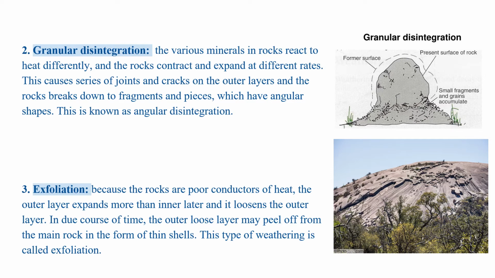Exfoliation. Because the rocks are poor conductors of heat, the outer layer expands more than the inner layer and it loses the outer layer. In course of time, the outer loose layer may peel off. Peel off means come out from the main rock in the form of thin shells. This type of weathering is called exfoliation. Please see the picture and you will understand more.